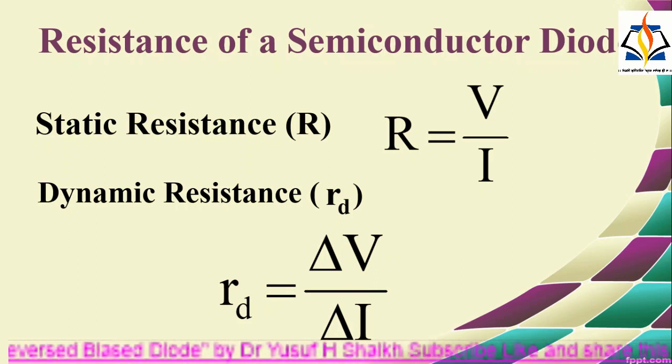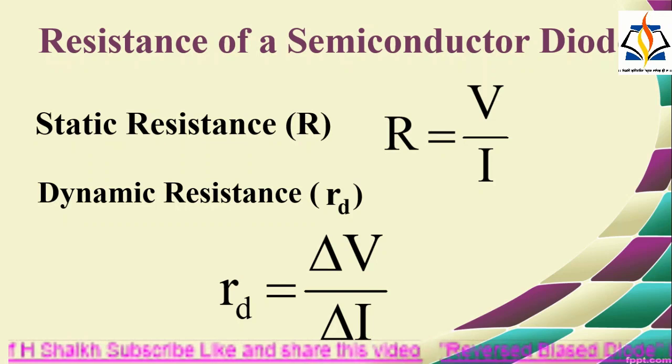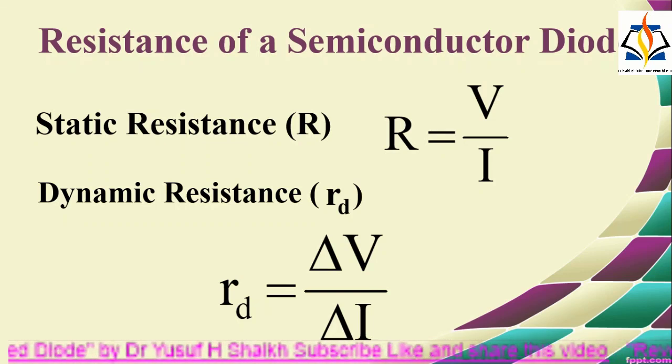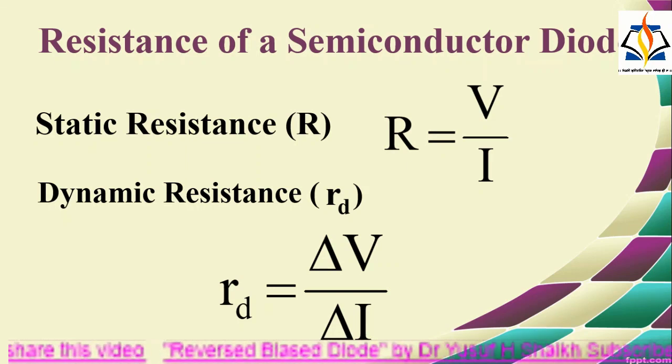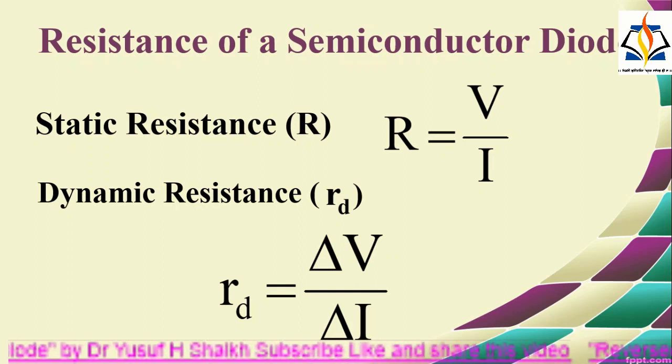through it. It is defined as the ratio of applied voltage across the diode to the steady current flowing through it. Thus, static resistance R is equal to V upon I. The static resistance varies with the applied voltage V and the current flowing through it, I. The static resistance in forward bias is denoted by RF and in the reverse bias by RR.